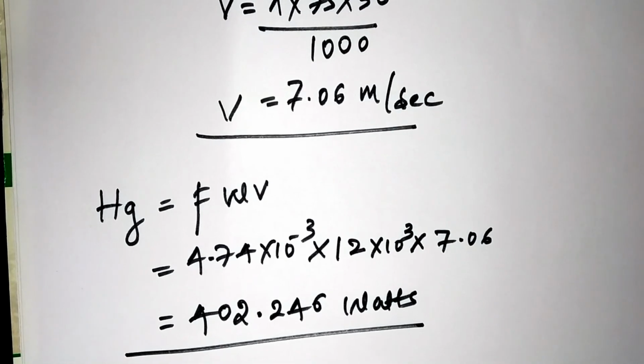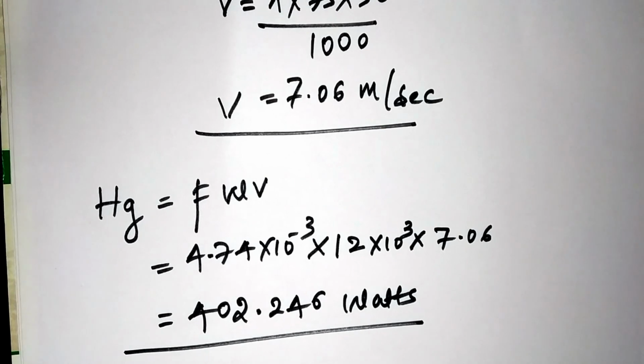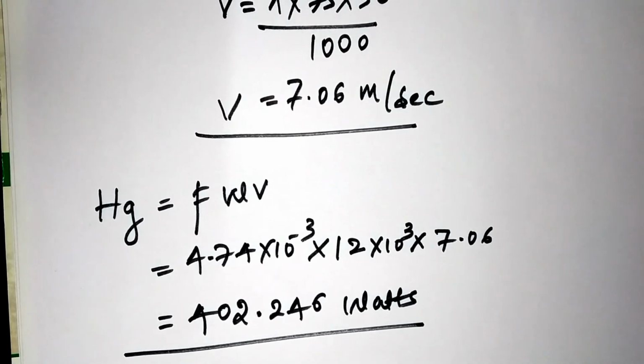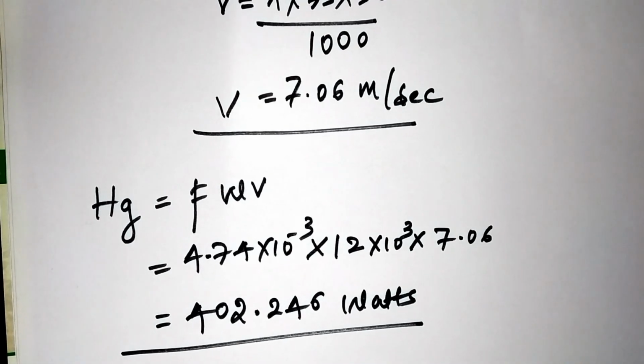So in this video, we learned two important parameters. First, we learned how to calculate the Sommerfeld number, and the next one we learned is how to calculate the amount of heat generated in the journal bearing.